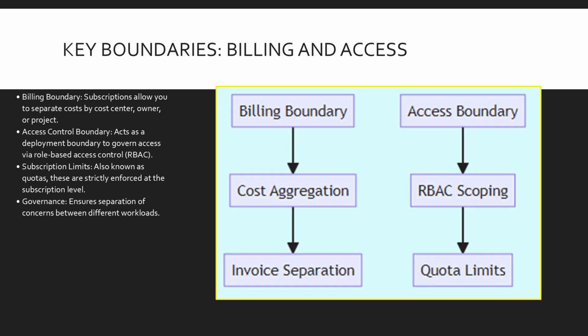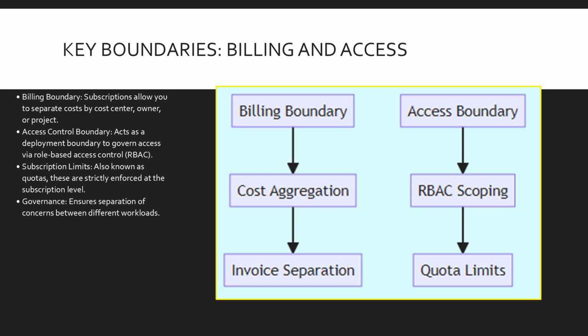Subscriptions serve 2 primary functions, acting as a billing boundary and an access control boundary. From a billing perspective, costs are aggregated at the subscription level, allowing you to charge back costs to specific cost centers or projects clearly. From an access perspective, the subscription is a deployment boundary where you can apply role-based access control, RBAC, to govern who can touch your resources. Additionally, subscriptions define technical limits, often called quotas. If a workload needs to exceed the limits of a single subscription, you simply create more subscriptions to scale out.